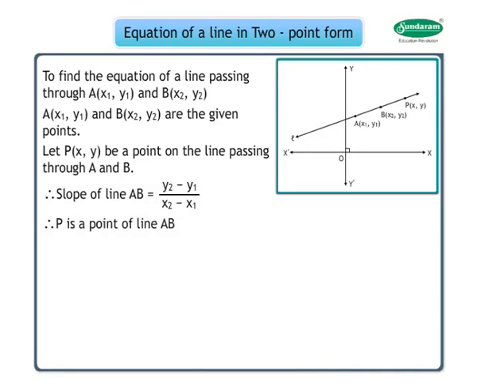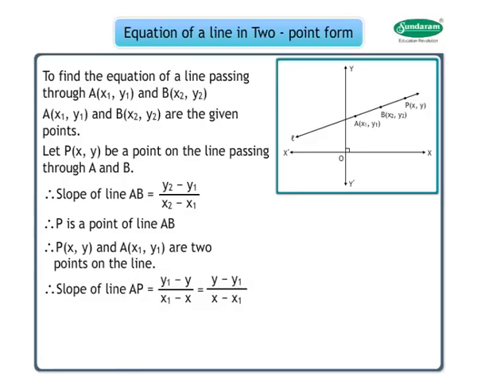Therefore, P is a point of line AB. Therefore, P, x, y and A, x1, y1 are 2 points on the line. Slope of AP is equal to (y1 minus y) upon (x1 minus x), which is equal to (y minus y1) upon (x minus x1). Slope of AP is equal to slope of AB. So (y minus y1) upon (x minus x1) is equal to (y2 minus y1) upon (x2 minus x1).